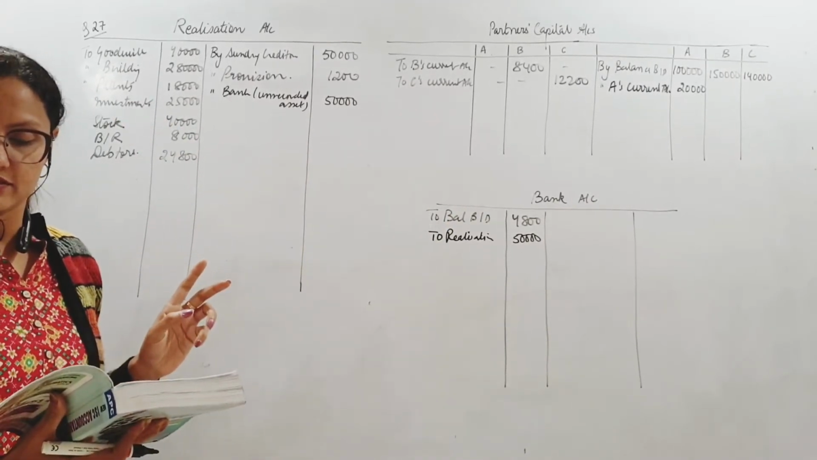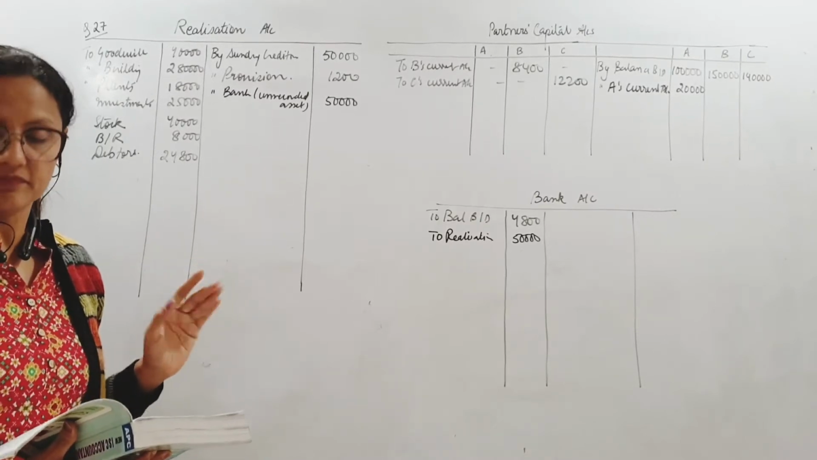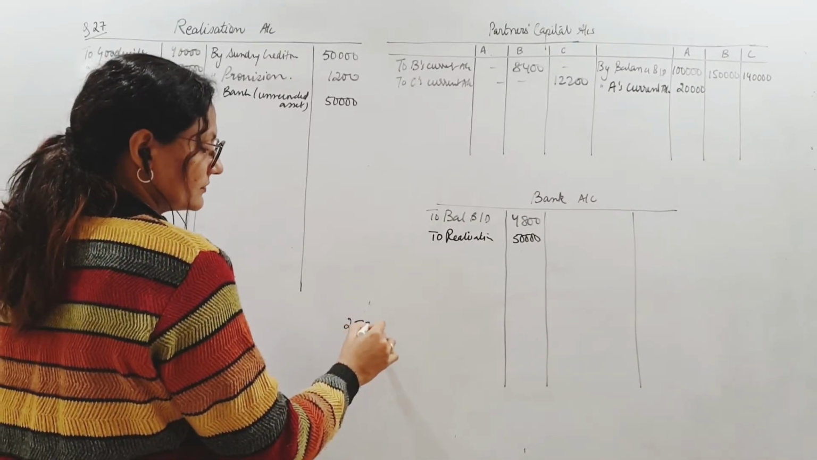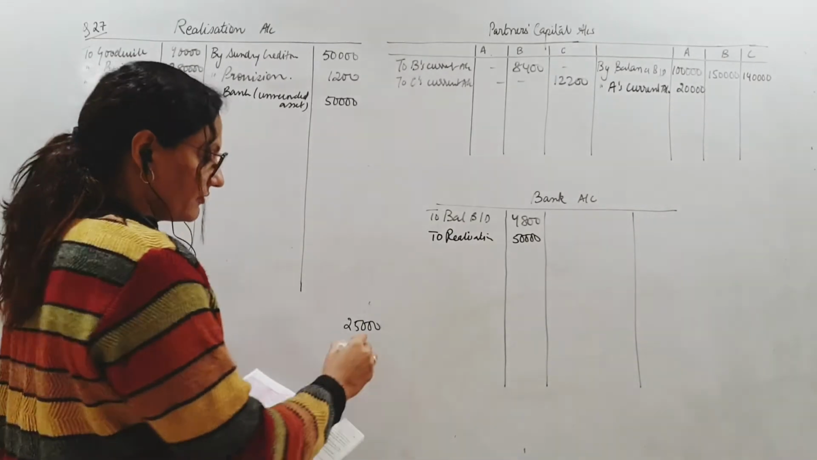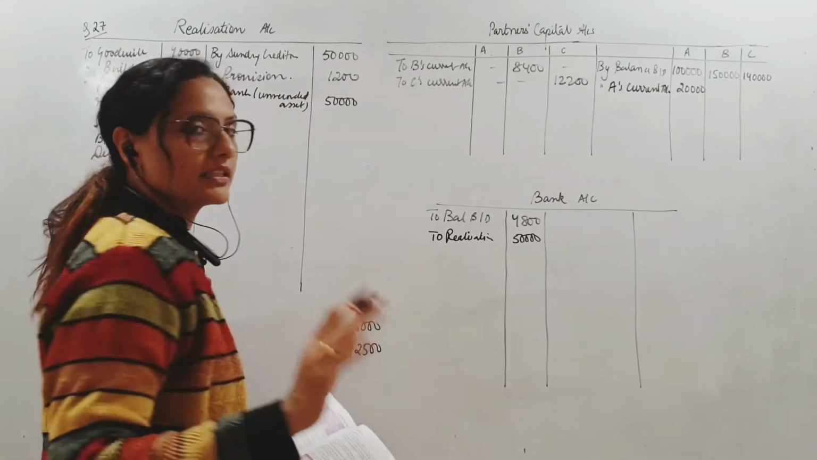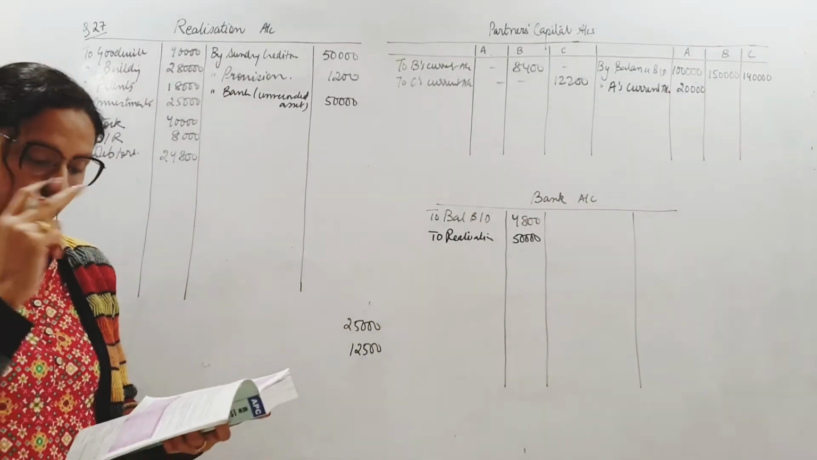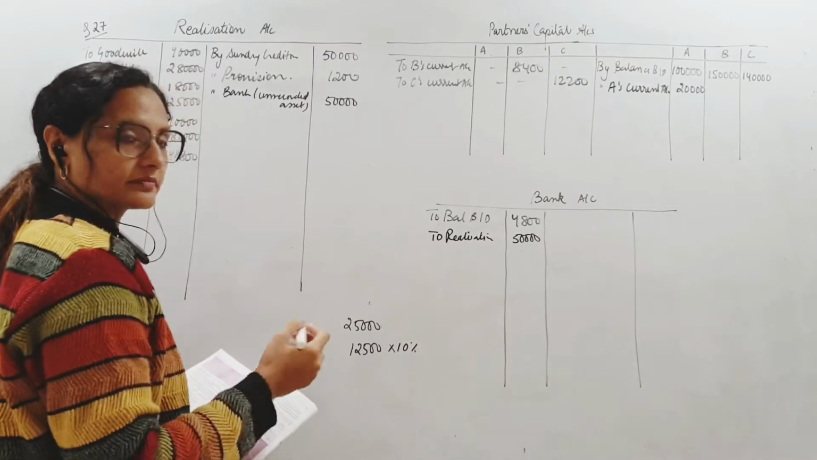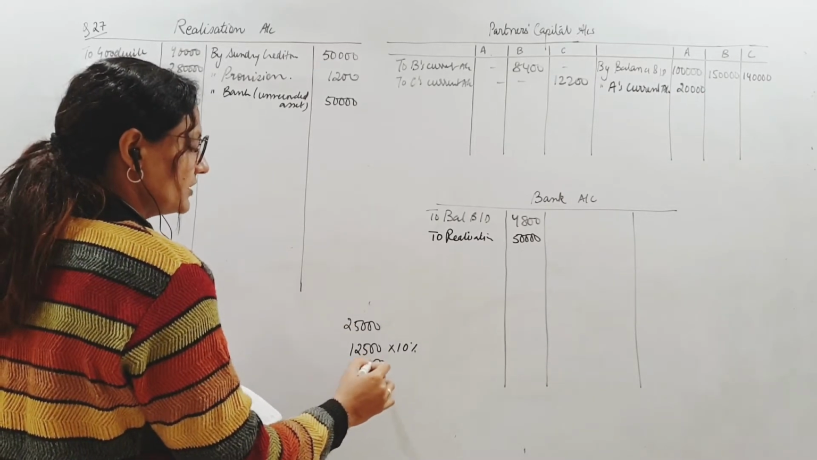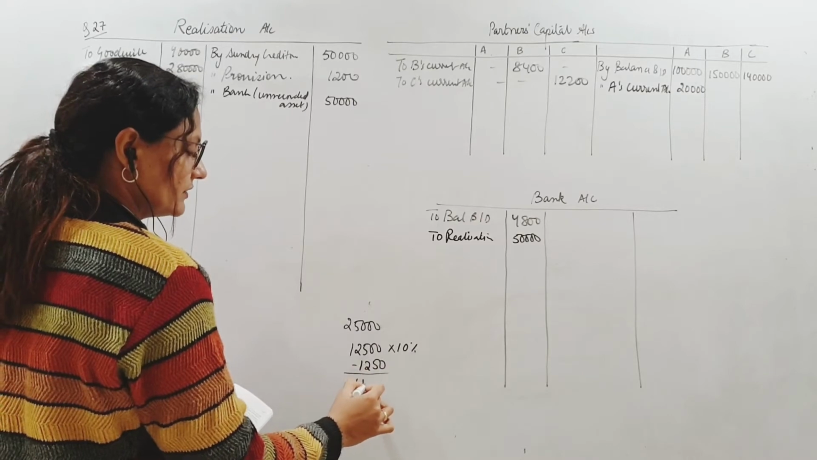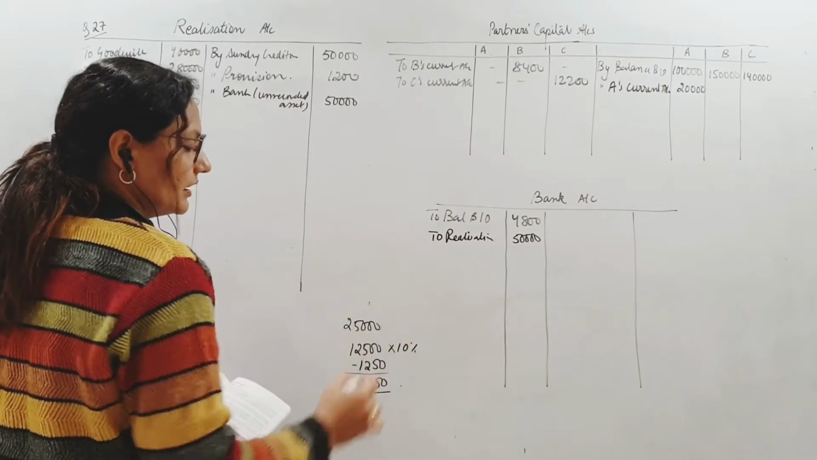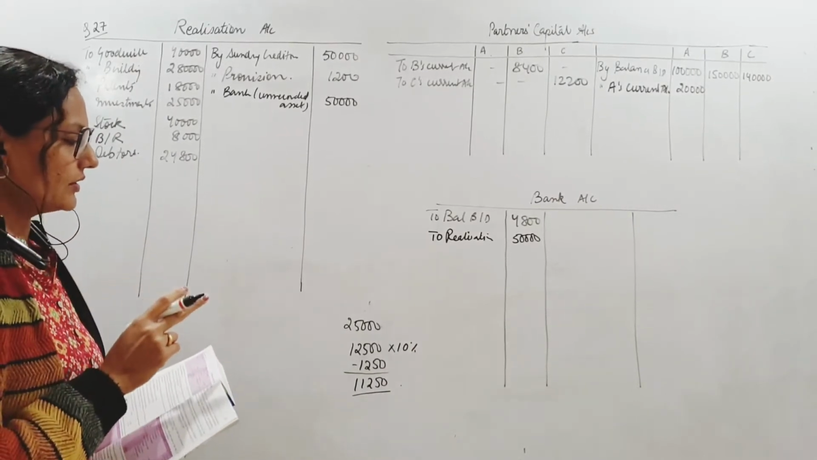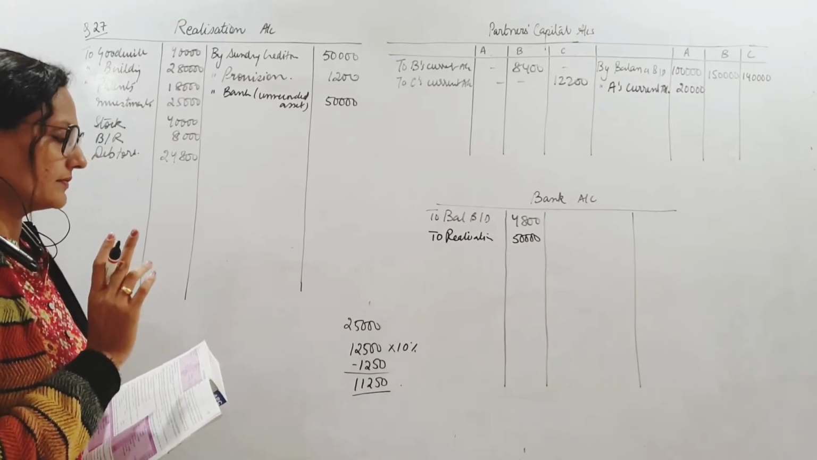Then B took over investments, half of the investments at 10% discount. What is the investments book value? 25,000. Okay. 25,000 is the book value. Half of that he is taking, meaning 12,500 the investments he is taking over, but not at the book value but at a discount of 10%. 10% of this is the discount. So how much is the discount? 1250. That much will be less. So 11,250 is the agreed value at which B is taking over the investments, half of the investments. Okay. So 1250, 10% discount.